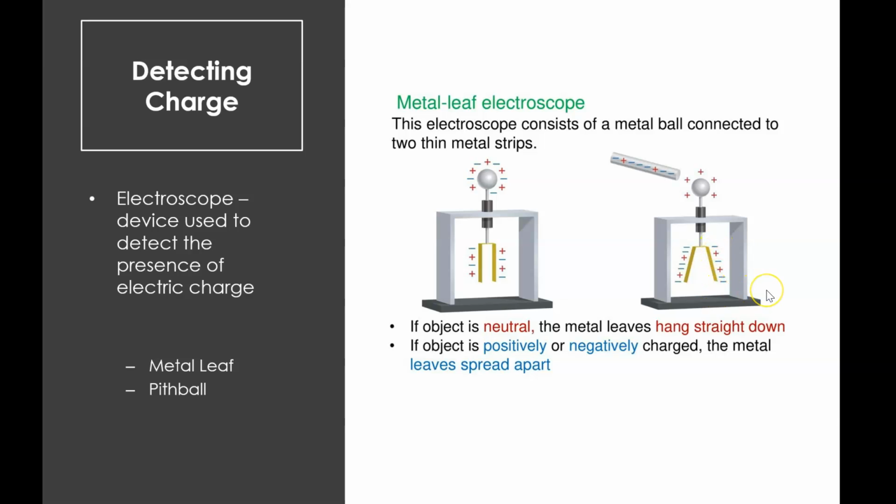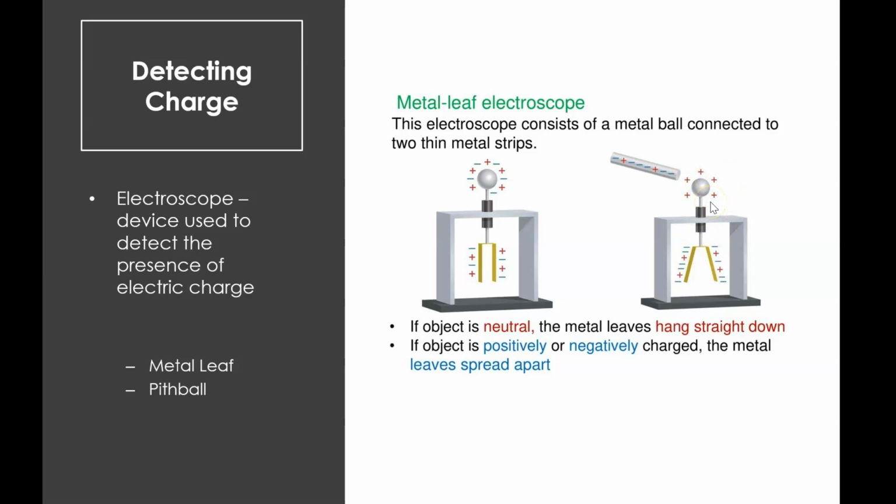And we know from the law of electrostatics that 2 negative charges will repel each other. And that's what happens. The leaves will separate. And that's how we detect the presence of charge. Okay? And the same thing will happen if you bring a positively charged rod close to this metal ball.